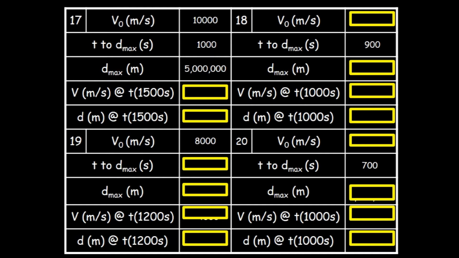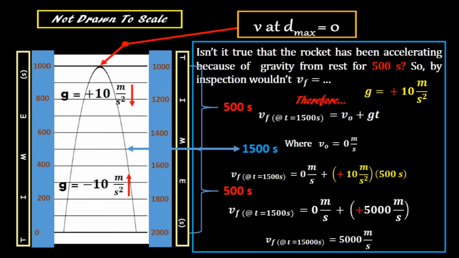Okay, so the next would be, if it's 1,000 seconds up, 1,000 seconds down, 1,500 seconds would be halfway down. Remember, halfway in terms of time, but not in terms of distance. These graphs that I have are not drawn to scale in terms of distance. The velocity would be 5,000, because it's 500 seconds, and 500 times 10, the simple way to do it, is 5,000 meters per second.